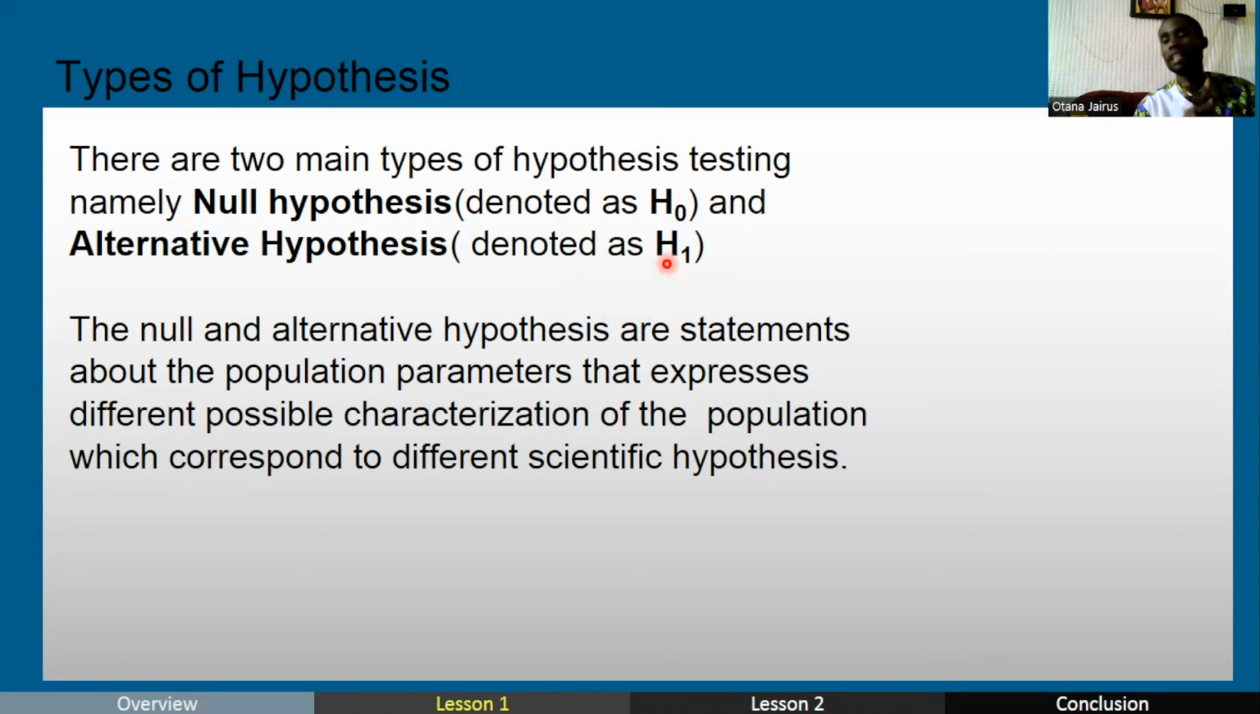The null and alternative hypotheses are just statements about the population, okay? These are just statements about the population. And this statement on the population parameters expresses different possible characterizations of the population. And this can correspond to different scientific hypotheses, okay? That's what we call the null and the alternative hypothesis. We shall be learning more on the null hypothesis. We shall be knowing how we decide whether to go with the null hypothesis or the alternative hypothesis. What do we mean when we say that we reject or accept the alternative hypothesis?